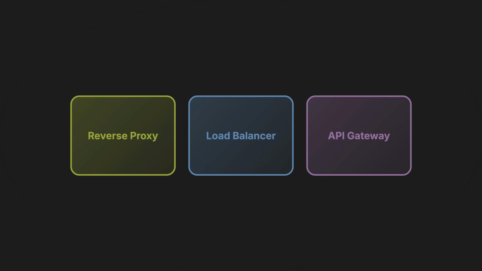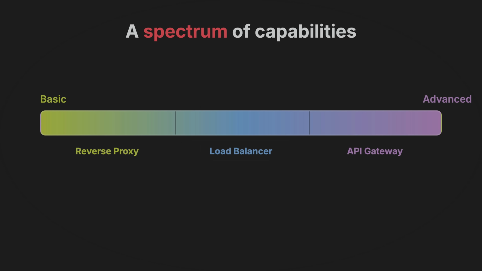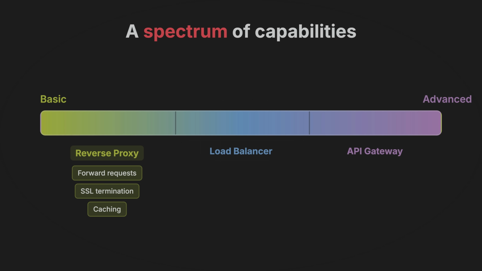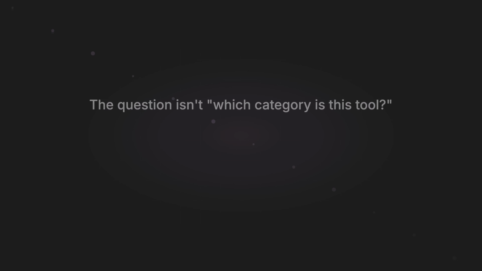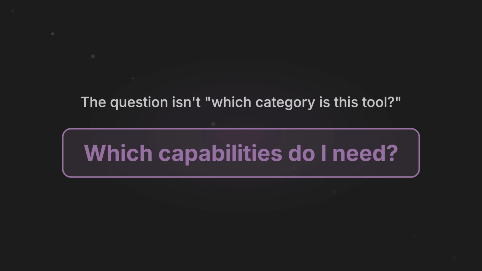You can picture these something like this. These aren't three boxes, they're a spectrum of capabilities. Left end, forward requests, terminate SSL, cache responses, core reverse proxy. Middle, add traffic distribution, health checks, failover, load balancer territory. Right end, add auth, rate limiting, transformation, analytics, API gateway. Different tools sit at different points. Some span the whole spectrum. The question isn't which category is this tool, it's which capabilities do I need?